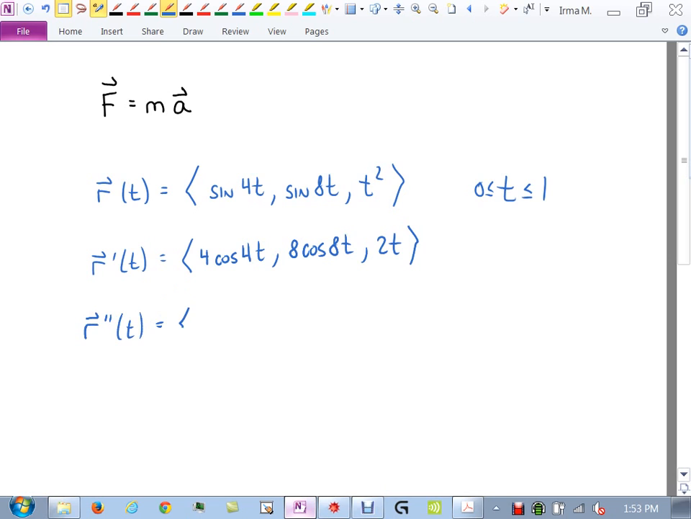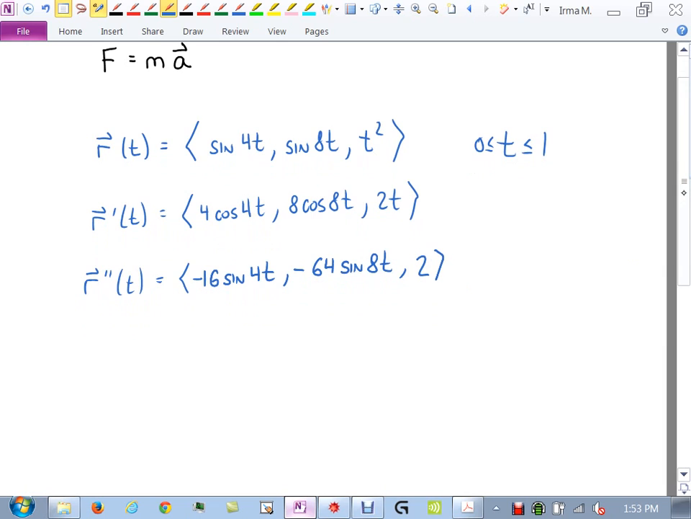This is negative 16 sine 4t, right? Negative 64 sine 8t, and then 2. And this is an acceleration vector function, isn't it? For that object. And I know its mass, right? Its mass is 10 kilograms.